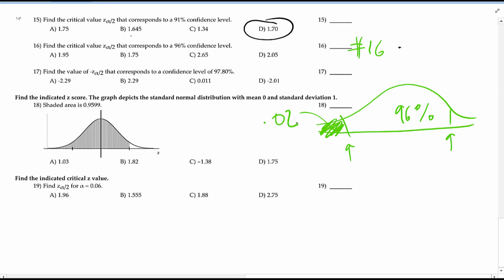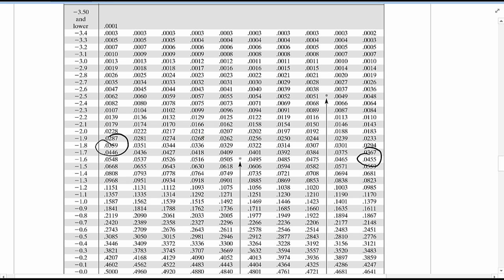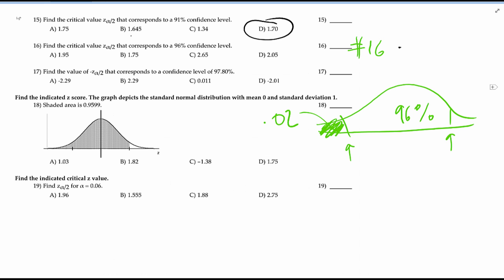All right. Now we go to the table and we want to get the closest that we can get to 0.02. 0.022, 0.028, 0.02. This is the closest, I think. This is 2 units, this is 3. So that will be negative 2.05. 2.05 right here. That will be the critical values.